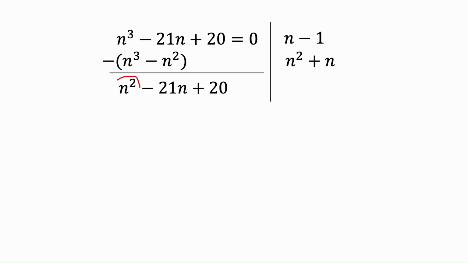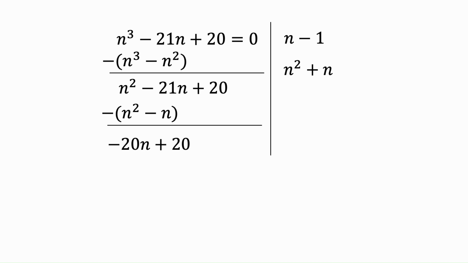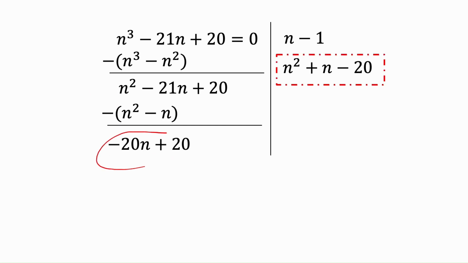So how are we going to make n squared from n? We need to multiply by n. So we will have another part here because this remainder is not 0. So we will multiply it by n. So we multiply n here, we will have n squared minus n. Again, we are going to subtract these two from each other. We will have minus 20n plus 20. Again, it is not 0, so we need to continue. So this is that remainder, which is not 0.